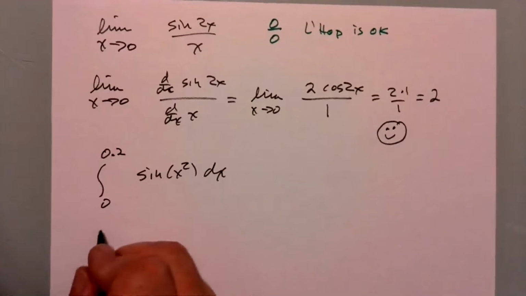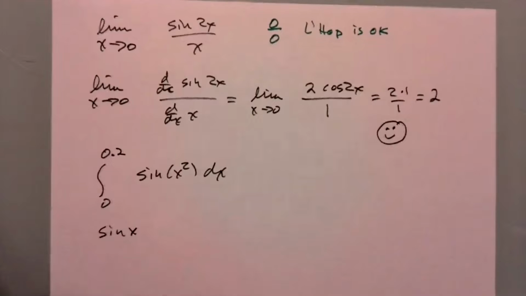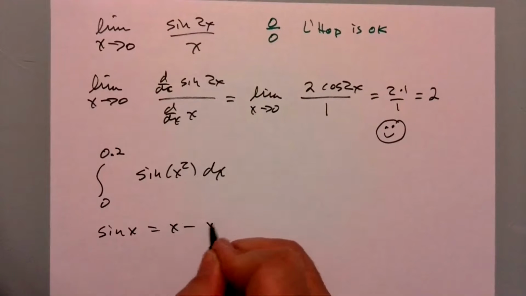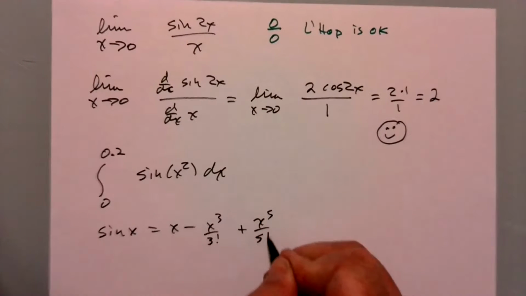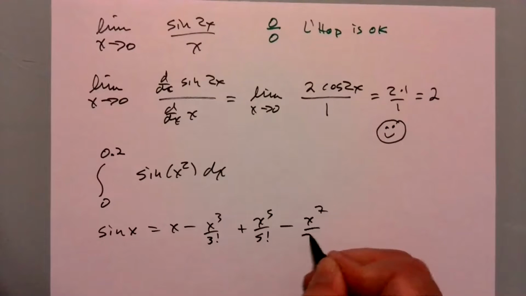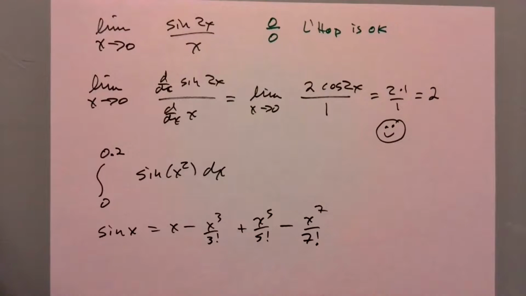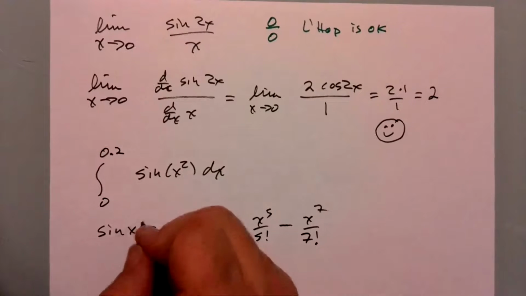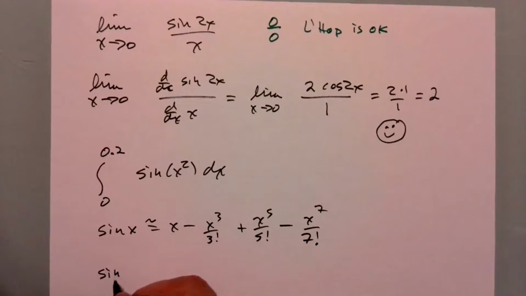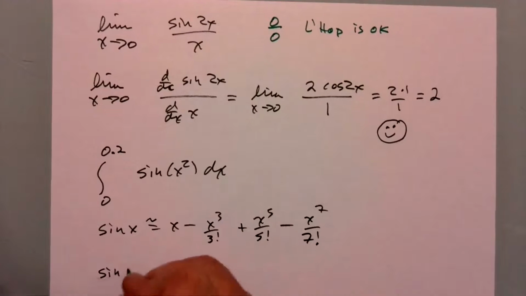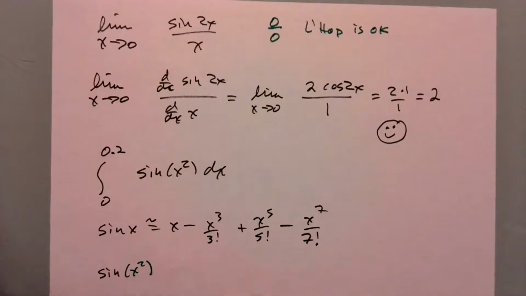You should be comfortable with the Maclaurin series for sine x: x minus x cubed over 3 factorial plus x to the 5 over 5 factorial minus x to the 7 over 7 factorial. I'm just going to stop there because I think I'll get a pretty good answer with those values. That's a 7th order Taylor polynomial for sine x. If I want the sine of x squared, I replace all of the x's with x squared.